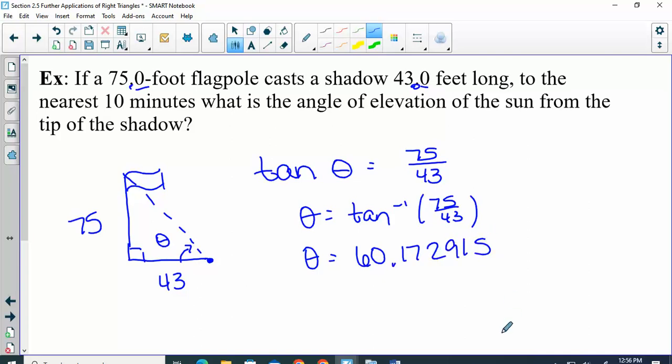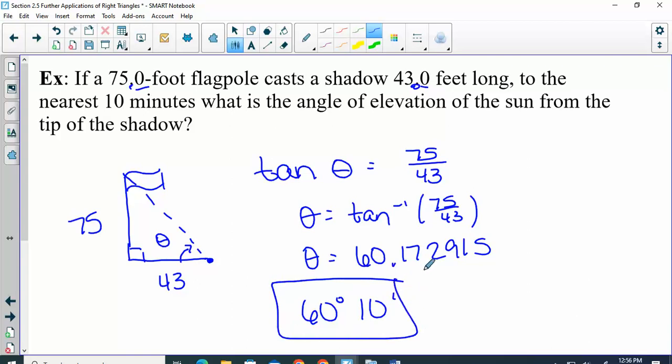but I said nearest 10 minutes, so what do you have to do? Multiply by 60. Take your decimal times 60. So we get 60 degrees and 10.3 minutes, so 10 minutes. Good job.